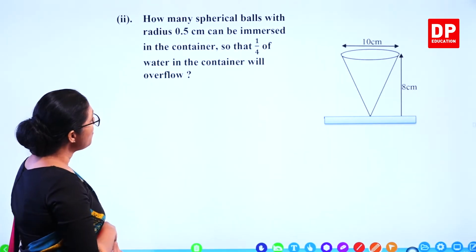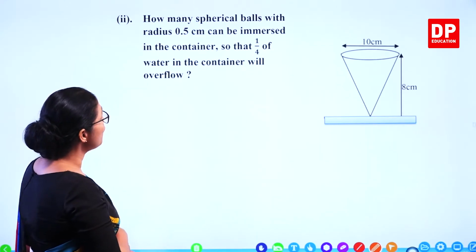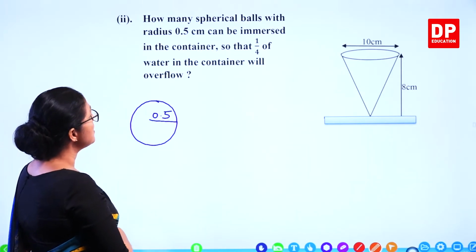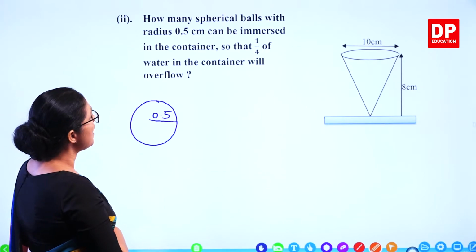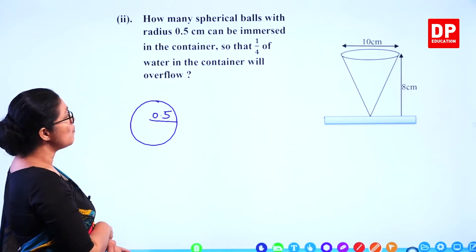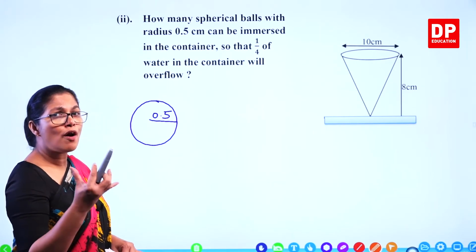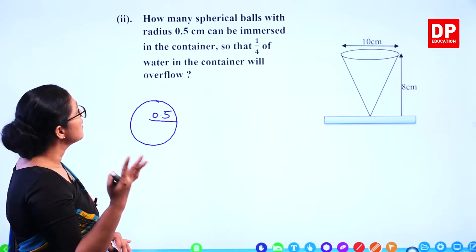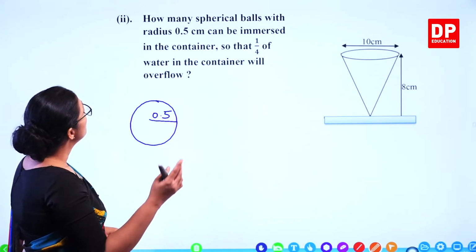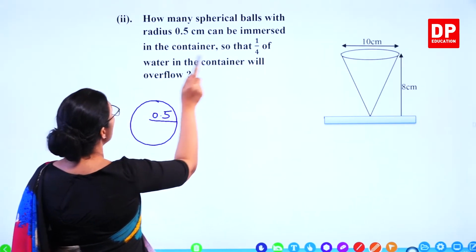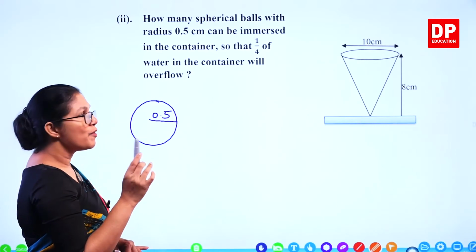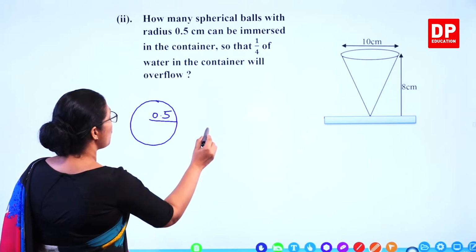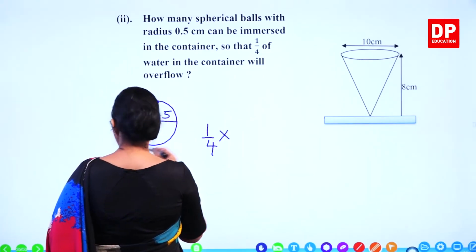Part 2. How many spherical balls with radius 0.5 centimeters can be immersed in the container, so that 1/4 of the water in the container will overflow? So that means the volume of the spheres is equal to the volume of water overflowing. So what's the volume of water overflowing? 1/4 of the water in the container. We found out the volume of water contained, so 1/4 of the volume in the container.